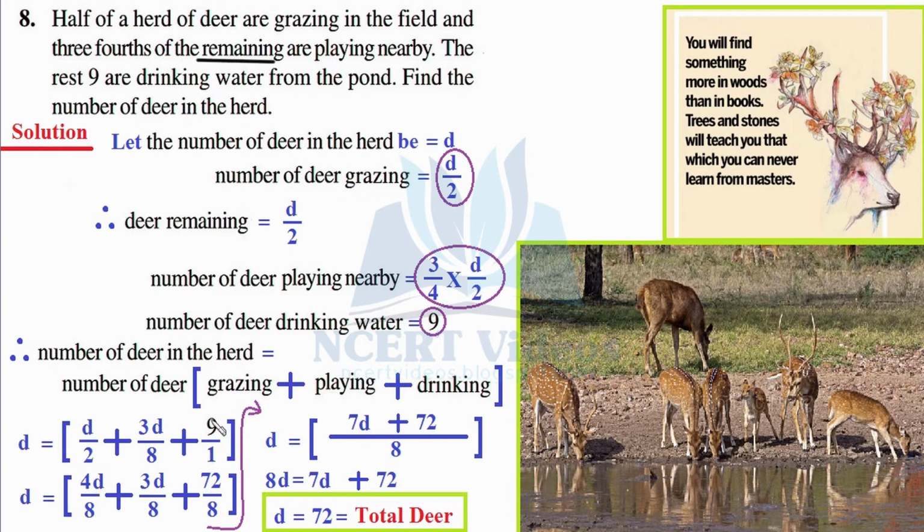Now plus, we are left with the number of deer drinking. The number of deer drinking is straightforward. It is given as 9, which can be written in fractional form as 9 over 1. This bracket gets closed. This is our ultimate equation in mathematical terms, which we have to solve. So let's solve the same.